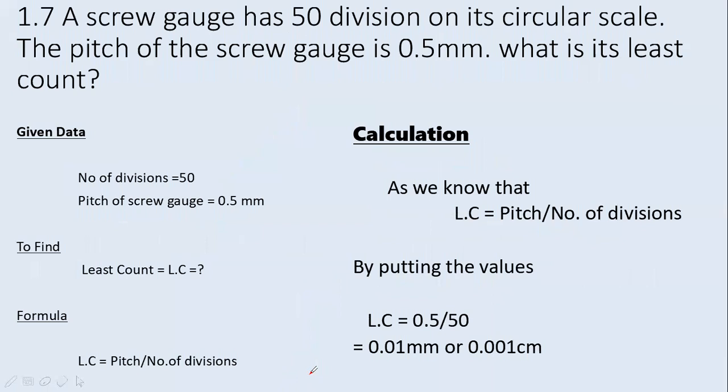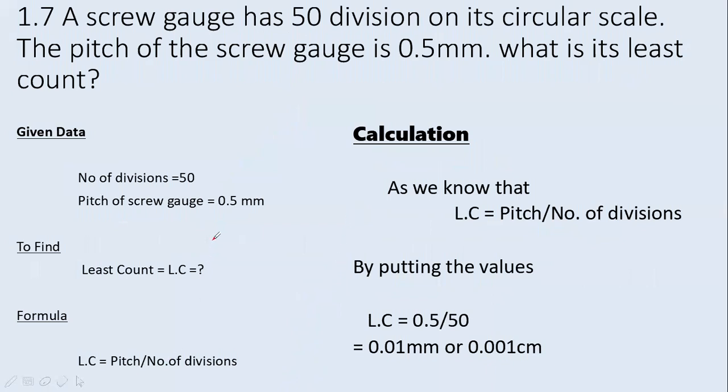Now 1.7. A screw gauge has 50 divisions on its circular scale. The pitch of the screw gauge is 0.5 millimeter. What is its least count? A screw gauge has 50 divisions, and the pitch is 0.5 millimeter. Pitch is the distance between two lines on the linear scale.